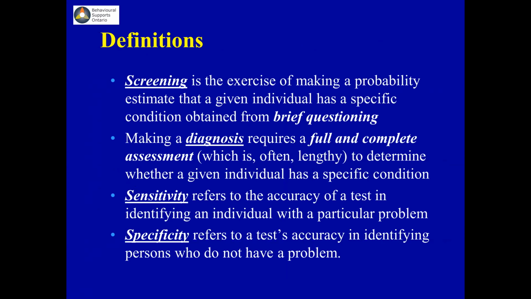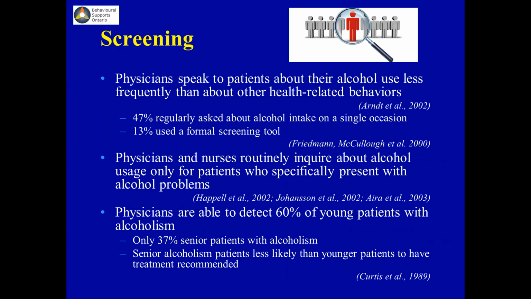And when we look at screening tools, we're really looking at two things to gauge how good it is. The first is sensitivity, so the accuracy with which a test can identify a person with a particular problem. That's first and foremost, but specificity is also important. It refers to a test's accuracy in identifying persons who don't have the problem at hand. So we want to rule out someone with a problem if they don't have that problem. That's going to be important as we talk about screening tools.